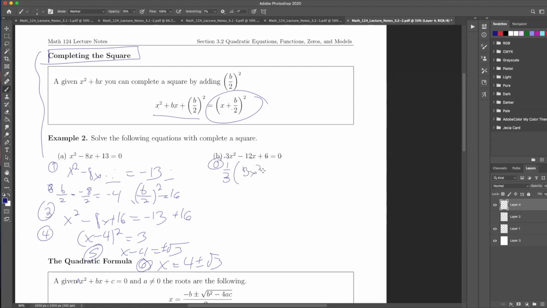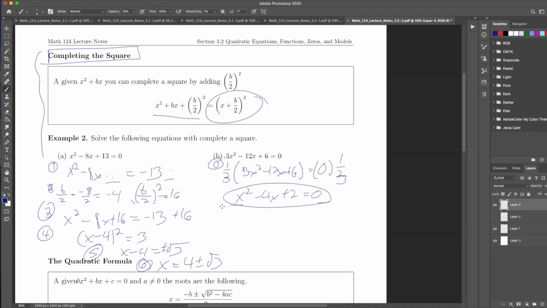3x squared minus 12x plus 6, and then 0. And I'm also going to multiply both sides by a third. Notice that this just becomes x squared. This becomes minus 4x. This becomes plus 2, and this becomes 0. Okay? So if you have the same factor, you can simplify it to this. So solving this is the same as solving this.